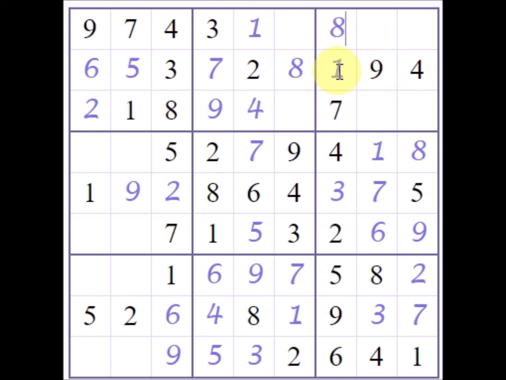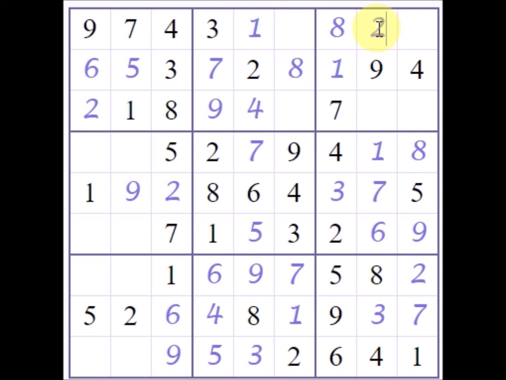So let's do a 1, and we need a 2 in this square up here. So we see horizontally, the bottom 2 can't be a 2. And vertically, the 2 on the right can't be a 2. So that only leaves us with the top middle square as being available for a 2.